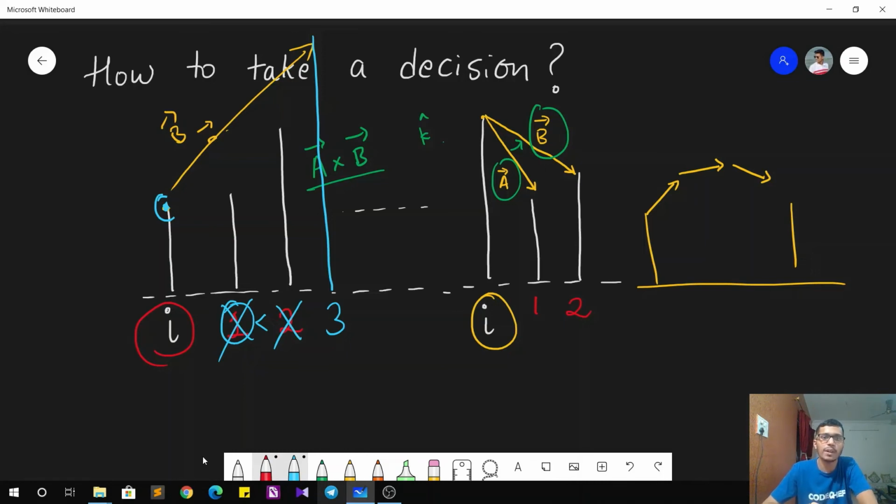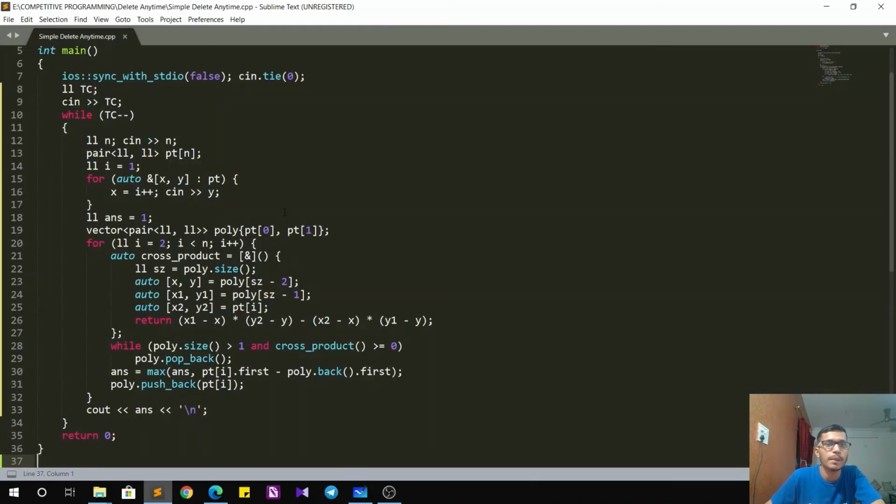Now that we have understood this solution, let's understand the implementation part. The C++ implementation of the code goes as follows. First, we take the input for the number of test cases, and then for each test case we take the input n, the number of segments. For each input, I am creating a pair, that is a point x comma y. The point will be nothing but i comma whatever height the input gives me.